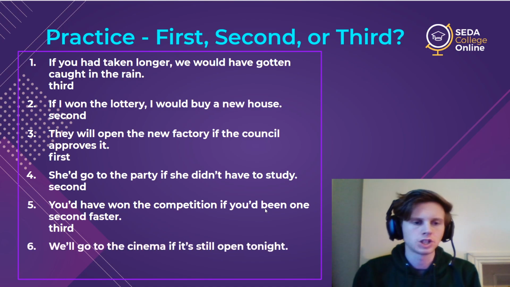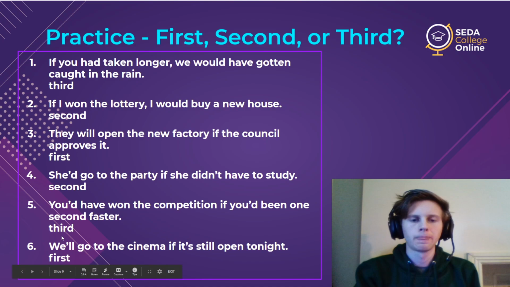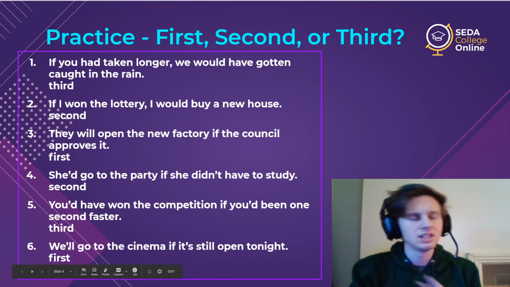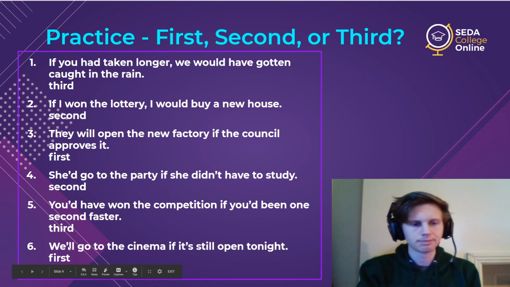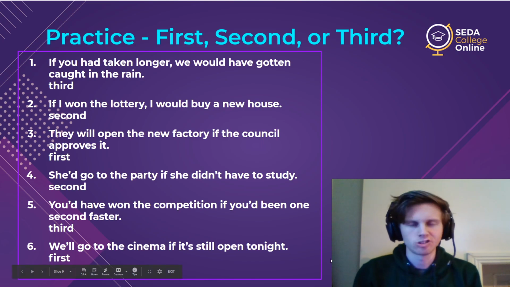Okay, final question. We'll go to the cinema if it's still open tonight. First, second, or third. All right, have your guess. It's first. Well, now we have will, and it is still open, so we know if we have will, that's present tense, first conditional, clearly. All right, so just a fun game, first, second, or third, to test your identification skills.